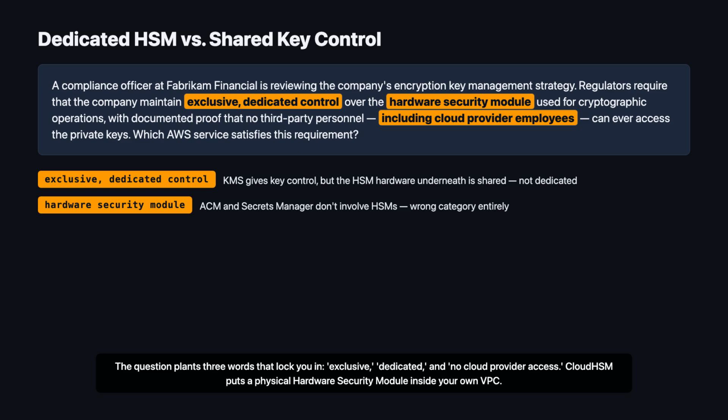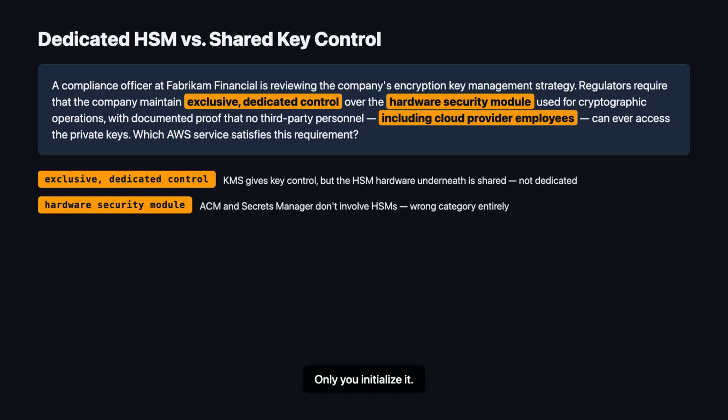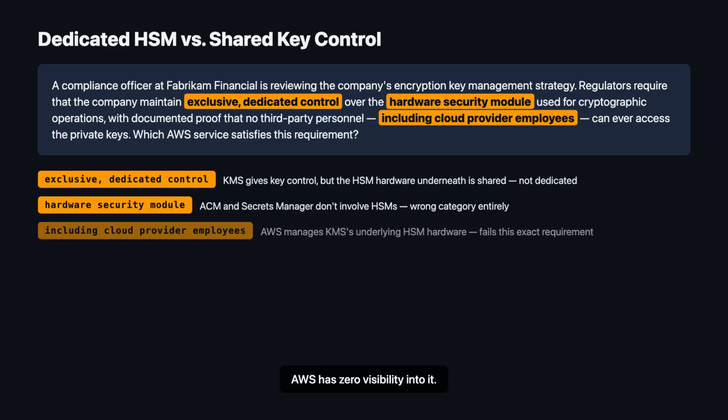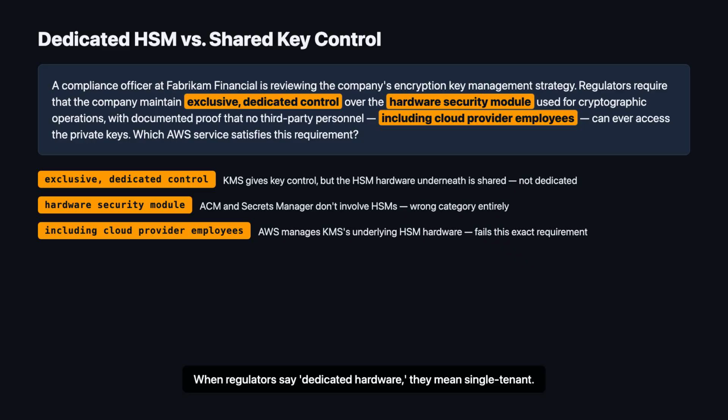CloudHSM puts a physical hardware security module inside your own VPC. Only you initialize it. AWS has zero visibility into it. KMS is multi-tenant. CloudHSM is single-tenant. When regulators say dedicated hardware, they mean single-tenant. That's why CloudHSM wins and KMS fails the hardware isolation test.